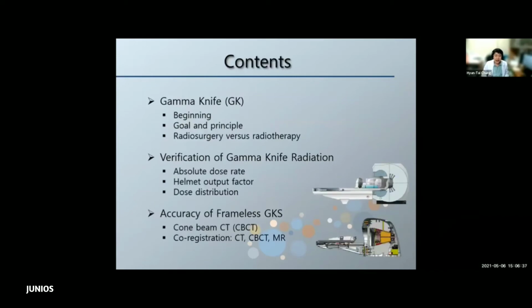First, I will talk about the general facts about gamma knife: the beginning, goal, principle, and the difference between radiosurgery and radiotherapy. Then my main topic will be verification of gamma knife radiation. I'll start with measurement of absolute dose rate, calculation of the helmet output factor, and verification of dose distributions of gamma knife. Then I hope I can have time to talk about the accuracy of frameless gamma knife surgery.